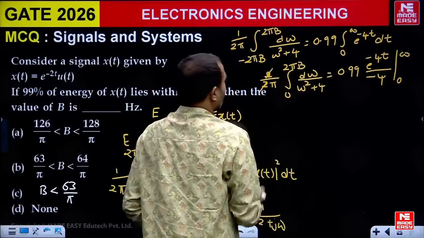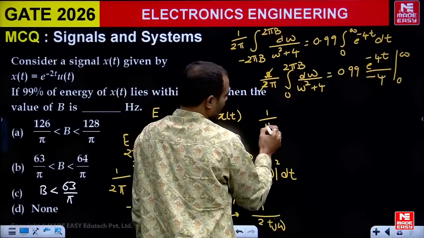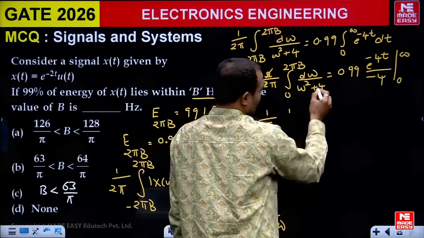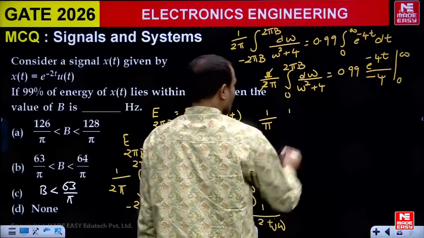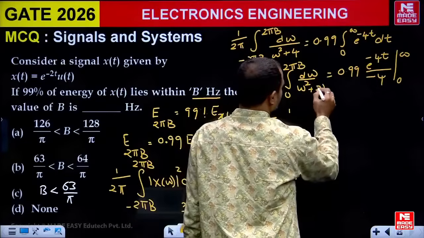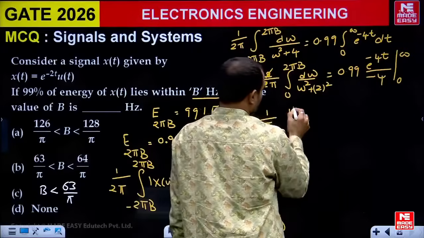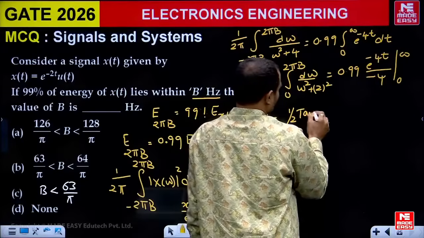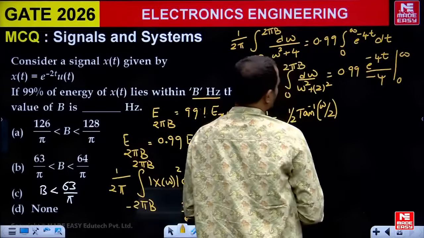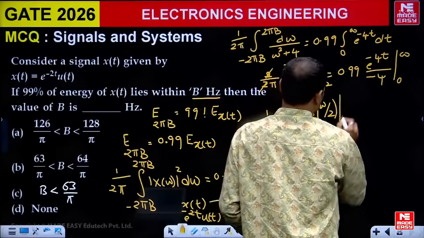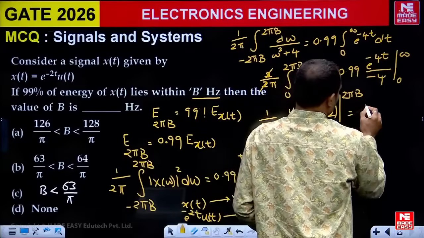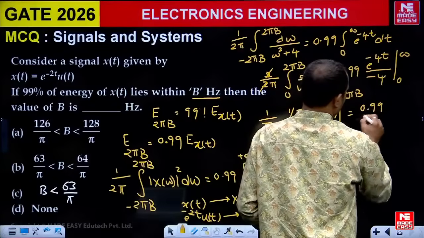So hope you understand it, and now we can write the value that is equal to 1 by pi integral, and 4 can be written as 2 square. You need to understand that this is going to be given as omega square plus 2 square. So this is going to be 1 by 2 tan inverse of omega by 2, with limits from 0 to 2 pi B, and that value is equal to 0.99 divided by 4.